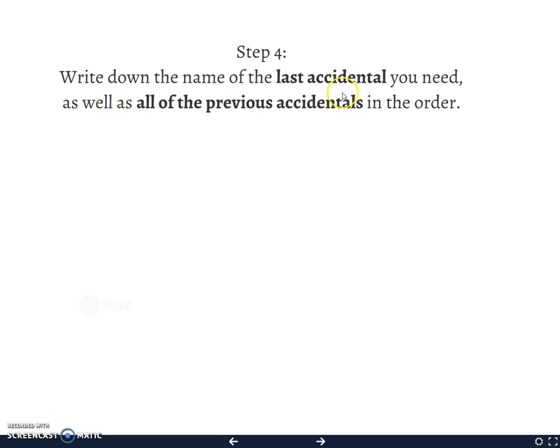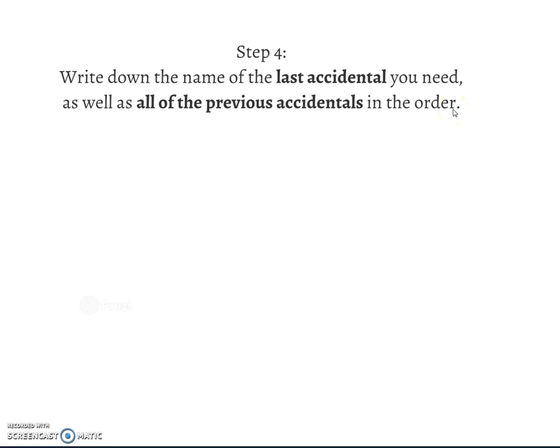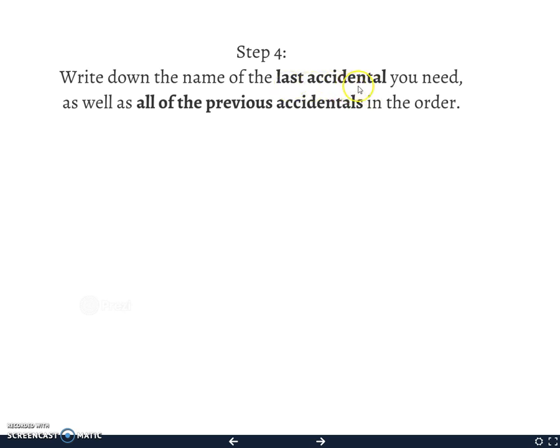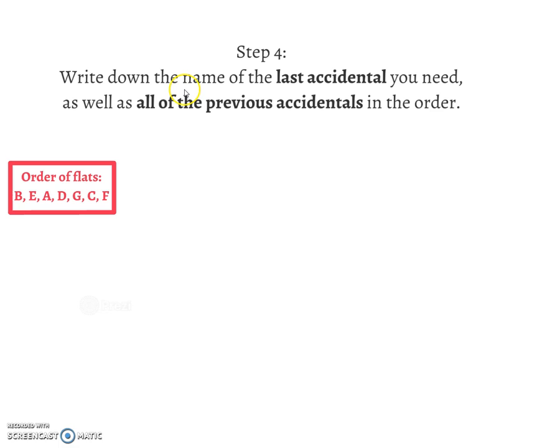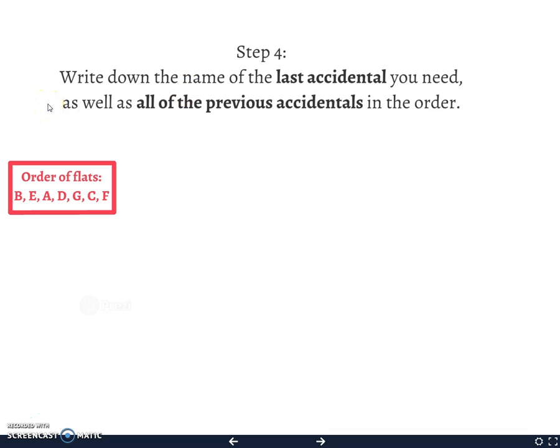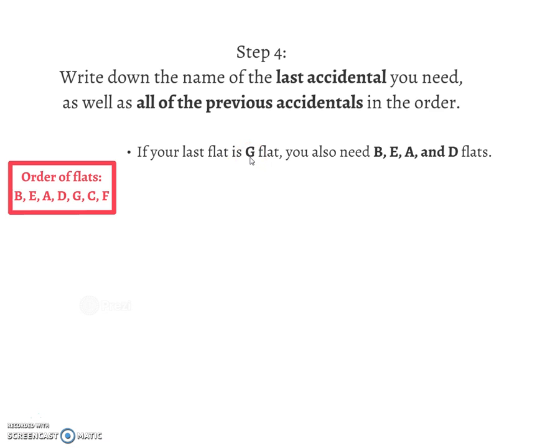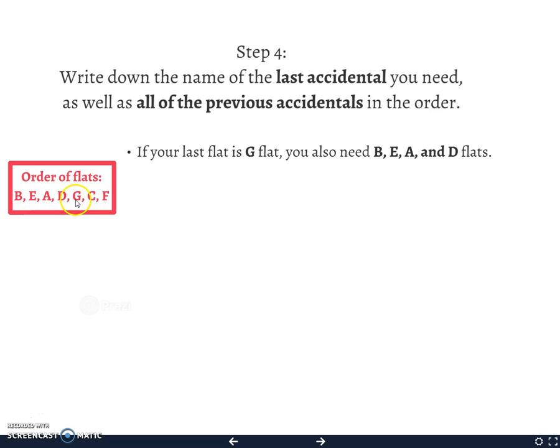And you're also going to write down all of the previous accidentals in the order. In that last example we were just doing, A sharp is the last sharp, so what are all the sharps that come before that in the order? Let's talk about flats one more time. If you've determined that your last flat is G flat, you also need all the ones before G. That would be B, E, A, and D.